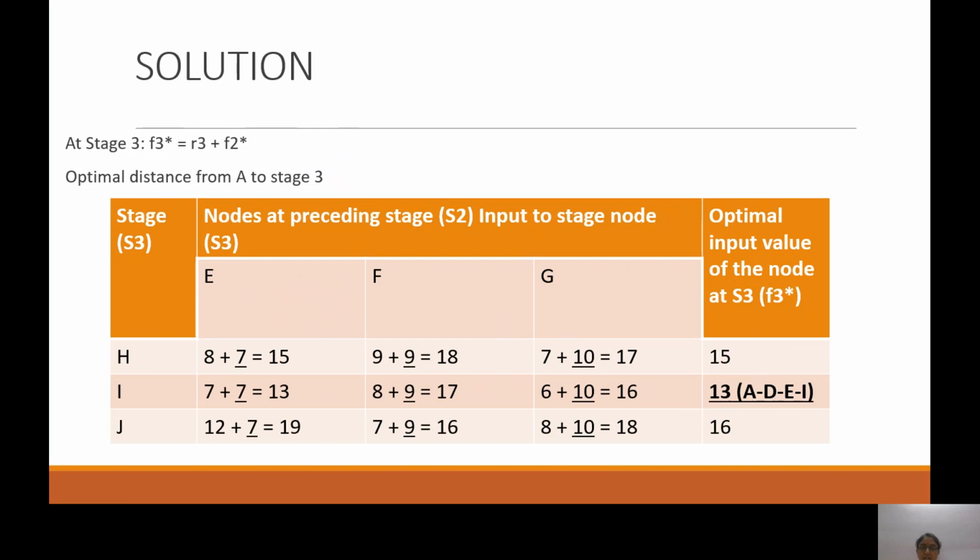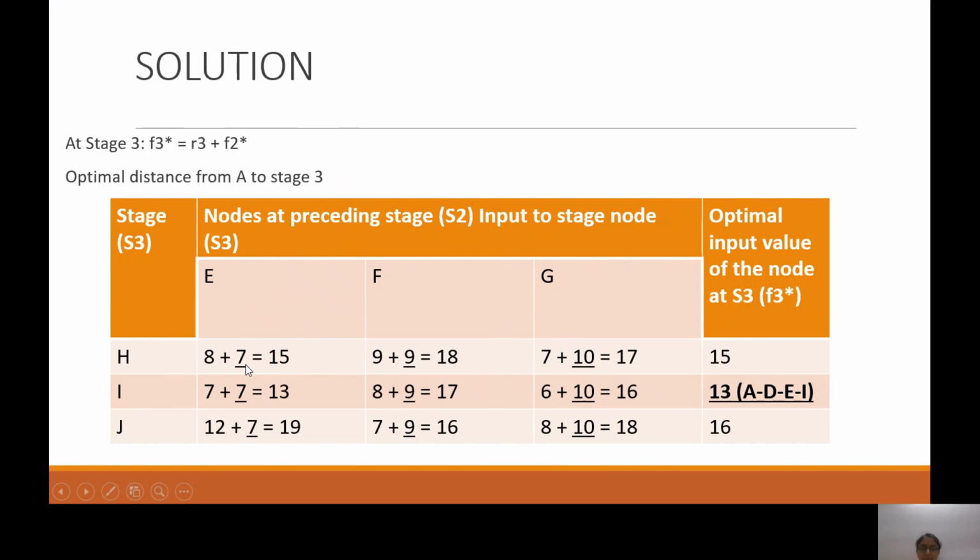Moving on with the similar calculation, stage 3, F3 star, the recursive equation will be F3 star is equal to R3 plus F2 star. F2 star is your previous minimum value. Okay, so we are now going to carry out E to H, F to H, G to H, E to I, F to I, G to I, and E to J, F to J, and G to J. Out of this 9 combination, I will select which is minimum.